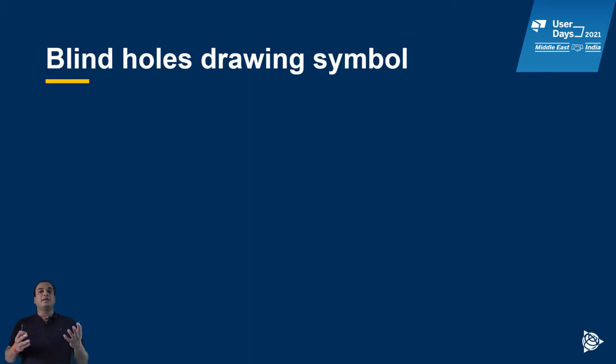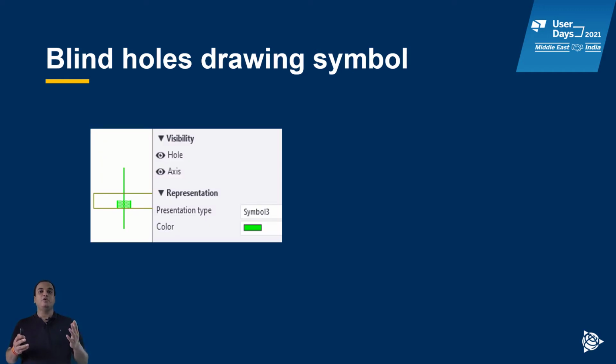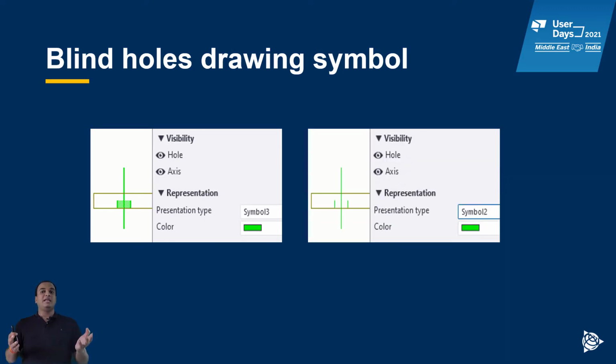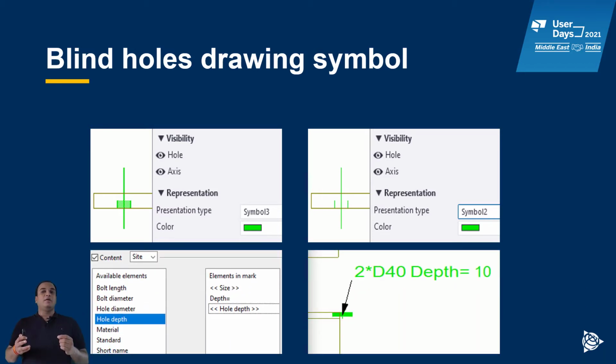When it comes to the representation of a blind hole in the drawings, symbol 3 will give you the best result for representing the blind holes. Symbol 2 and symbol 3 can be snapped for creating the dimension for the blind hole. And a hole depth element will give you the depth of the hole in the shop drawings.